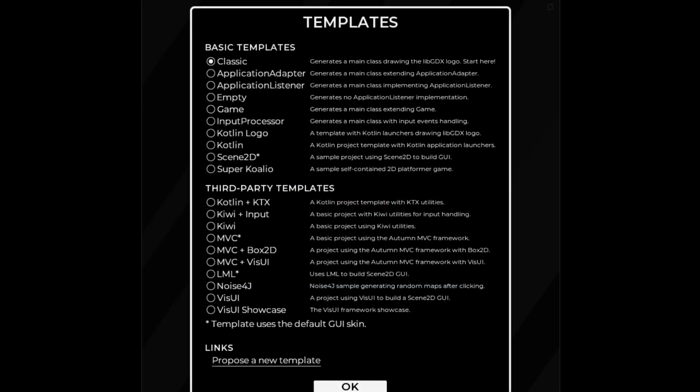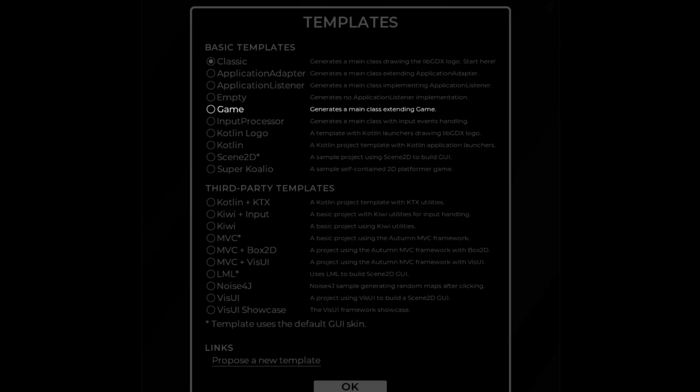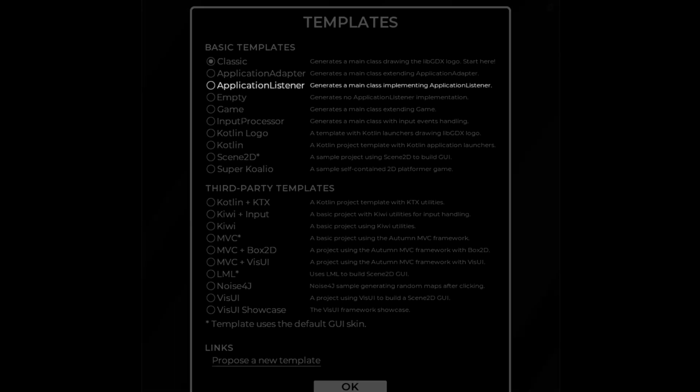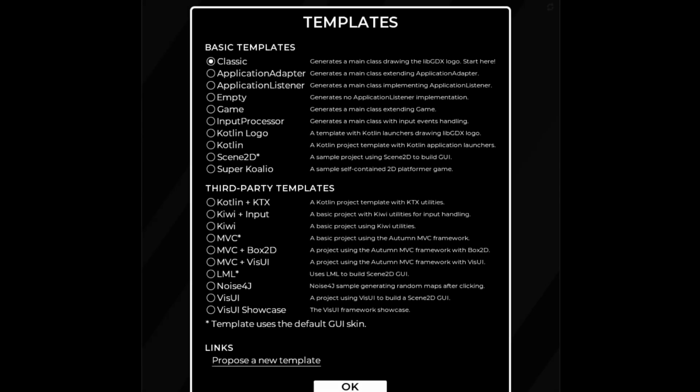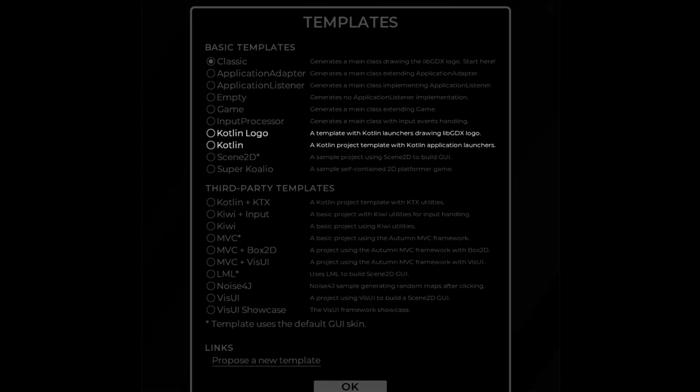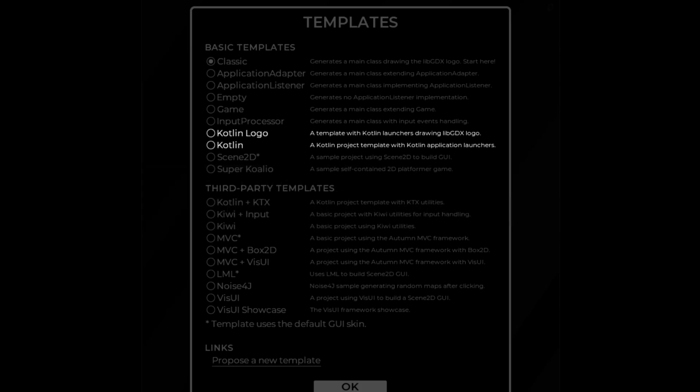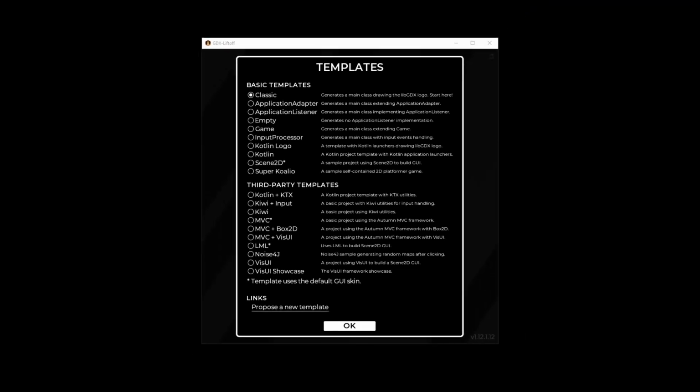My Jam games use the game template because I have various screens for my menus and gameplay. I might want to instead use a simple application listener if I want to test something really simple and quick. There are other specialized ones and others meant to be used with third-party libraries. Some templates mention they use Kotlin launchers. These replace the standard LWJGL3 launcher.java and Android launcher.java with LWJGL3 launcher.kt and Android launcher.kt, among the rest, and these of course use Kotlin.